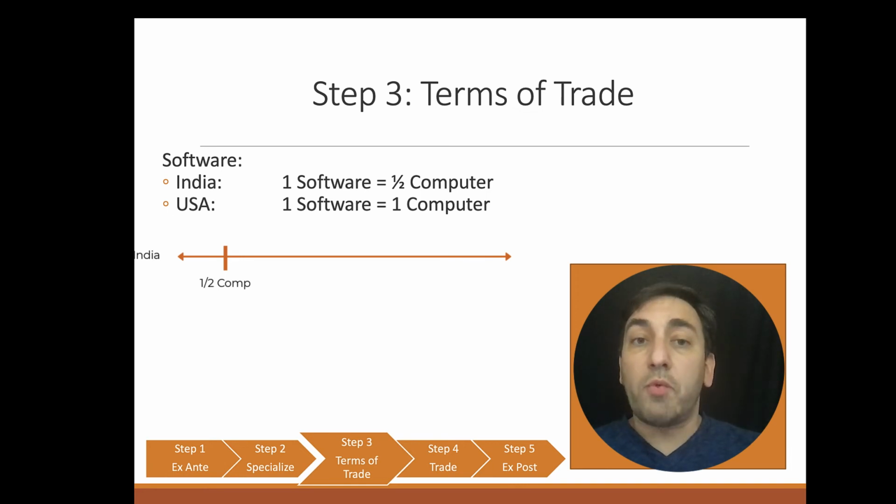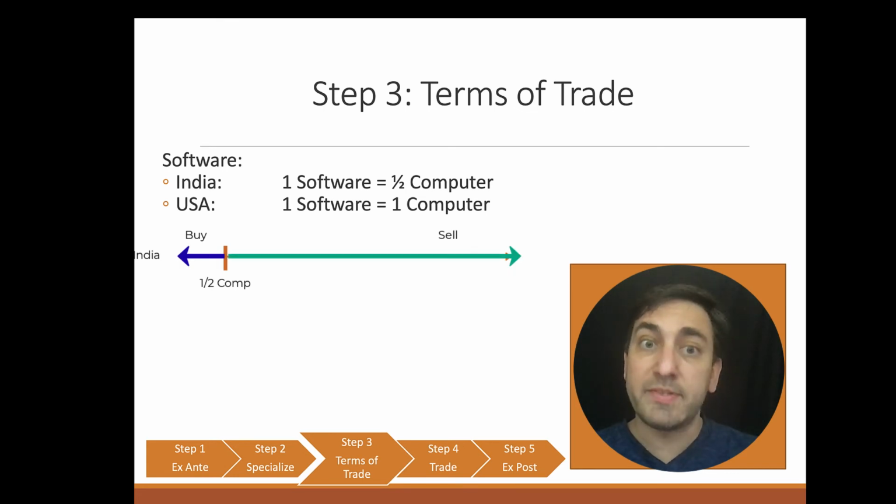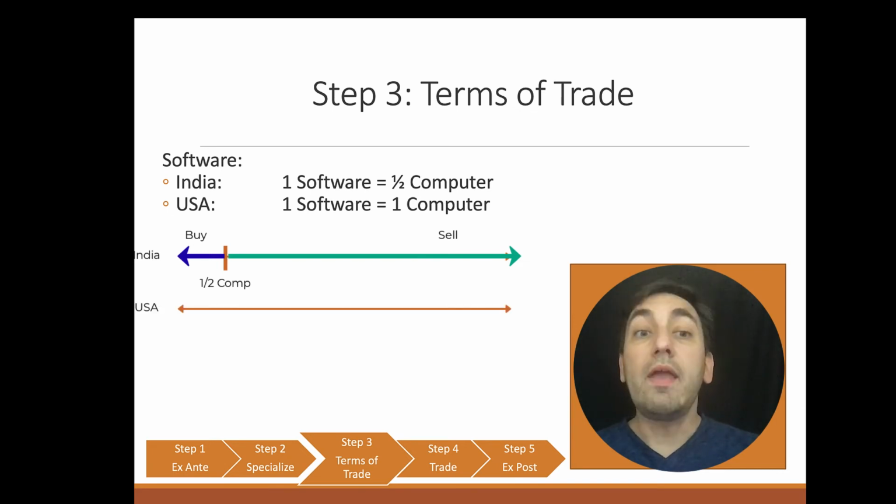Each unit of software costs a half a computer. If they can get it for less than a half a computer, they would buy from someone else rather than make it themselves. If they can get more than a half a computer, then they would be willing to sell because they could make a profit. In the United States, one unit of software costs one computer. If they can get it cheaper than one computer, they'd rather buy than make it. If they can get more than one computer, they'd rather sell because they can make a profit.